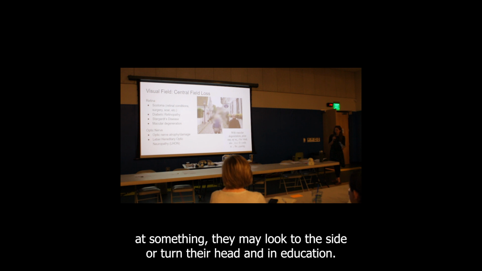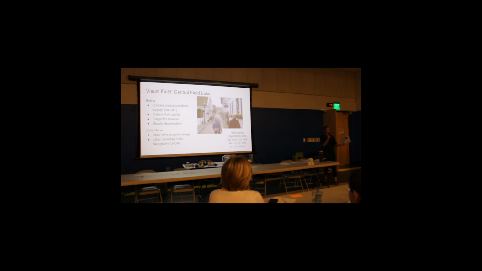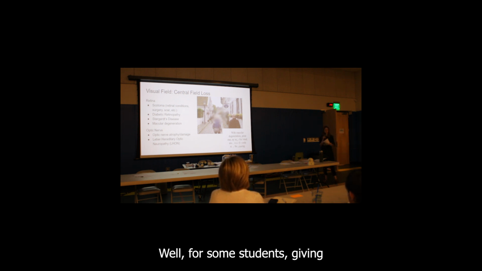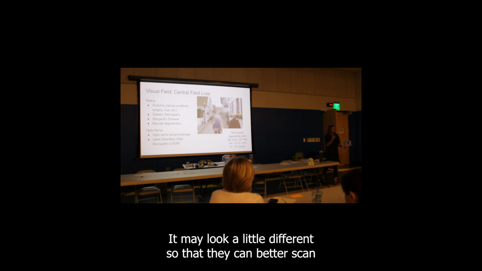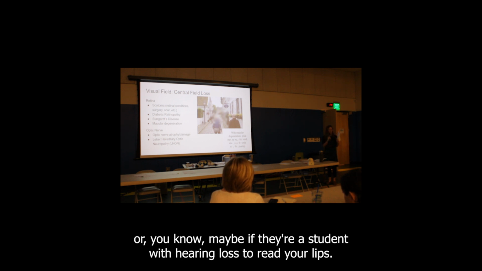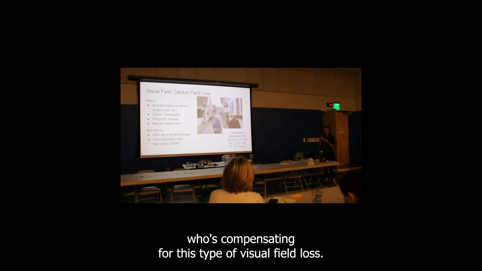And in education, a lot of times we talk about social skills and we ask students, when you're talking to me, you need to give eye contact. Well, for some students, giving eye contact may not be how you and I give eye contact. It may look a little different so that they can better take in your facial expression, or, maybe if they're a student with hearing loss, to read your lips. So it looks different for each student who's compensating for this type of visual field loss.